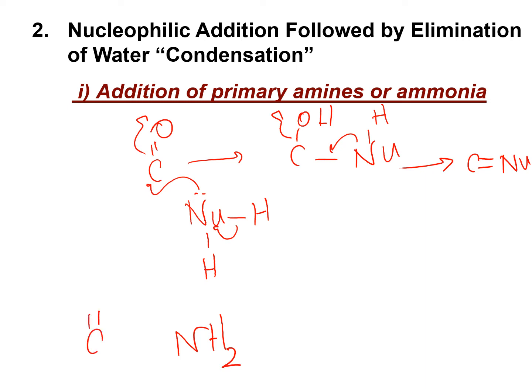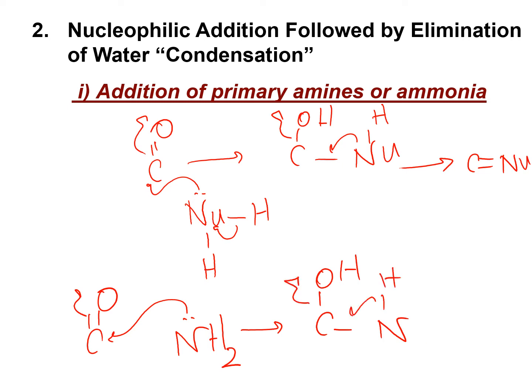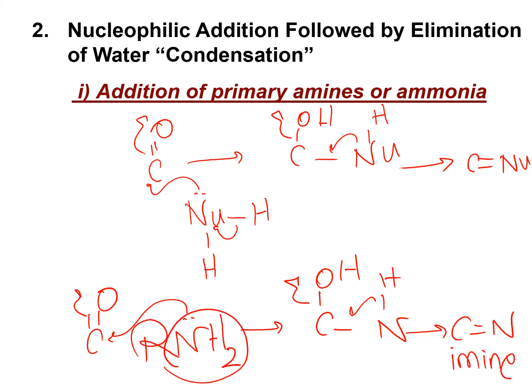If you perform this reaction, you have the amine that will attack your carbon, and now the amine has a proton attached to the nitrogen. This proton will be removed with the OH on the carbon, giving the imine. This is if your amine is a primary amine.